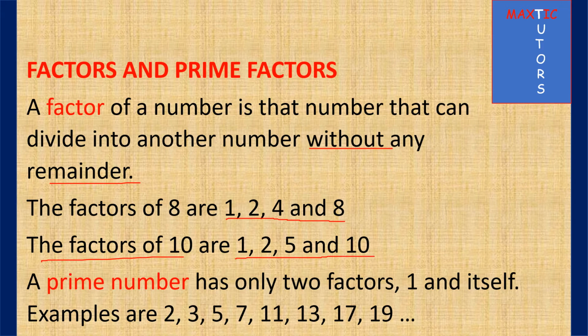So when we talk about prime numbers, we are talking about numbers that have only two factors. And what are these two factors? One and itself. Examples are 2, 3, 5, 7, 11, 13, 17, 19, and so on. These numbers are divisible by one and itself. No other number can divide it. That's why we call them prime numbers.